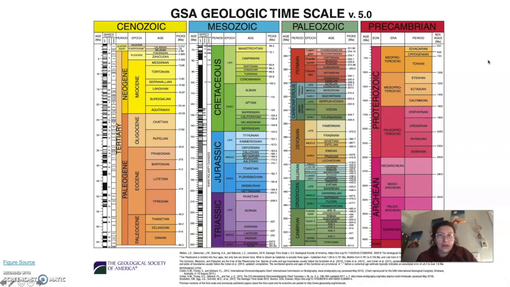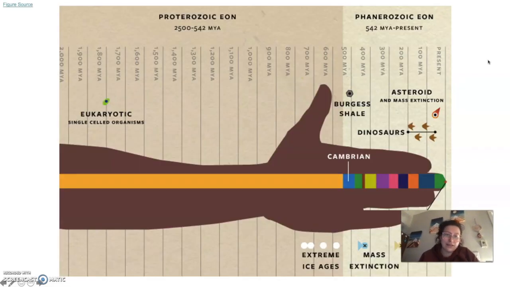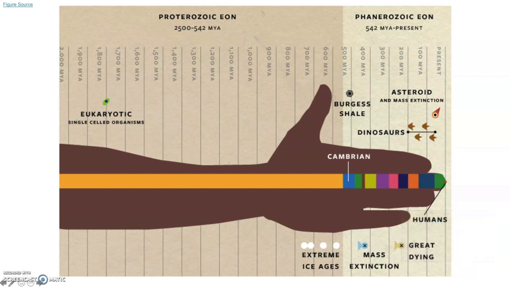Alrighty. And then this is the classic photo we see in intro geology. You stick your arm out and you see the little red dot on the tip of your finger. That is where humans exist. And your arm is the rest of life. Not even the rest of Earth history, the rest of life.